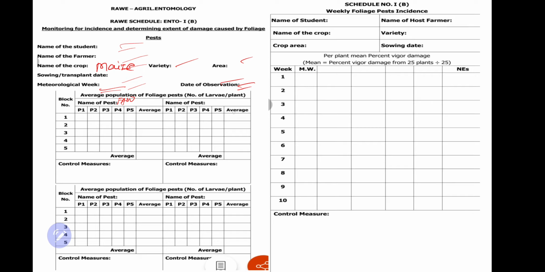So there could not be any other pest than fall armyworm. There could be something like any other pest like armyworm or stem borer or shoot fly. There could be a population of that pest, but if you are collecting data for fall armyworm, that will be a huge concern for fall armyworm.